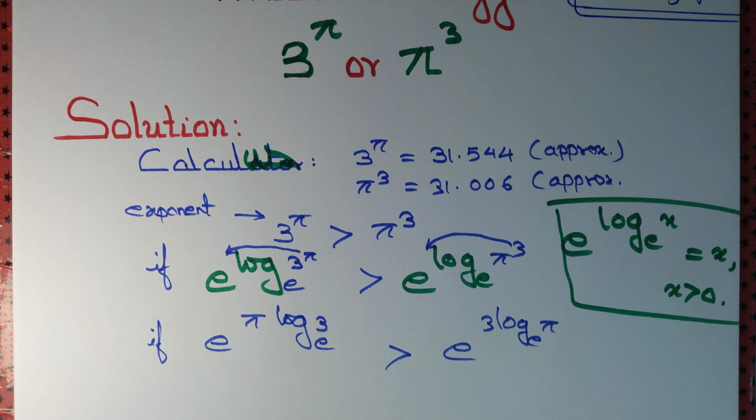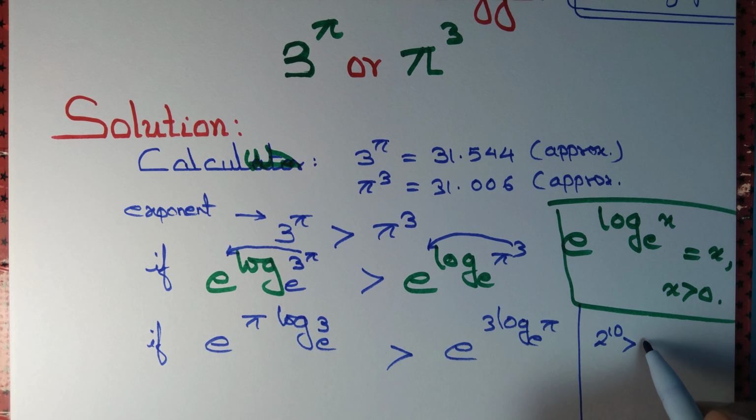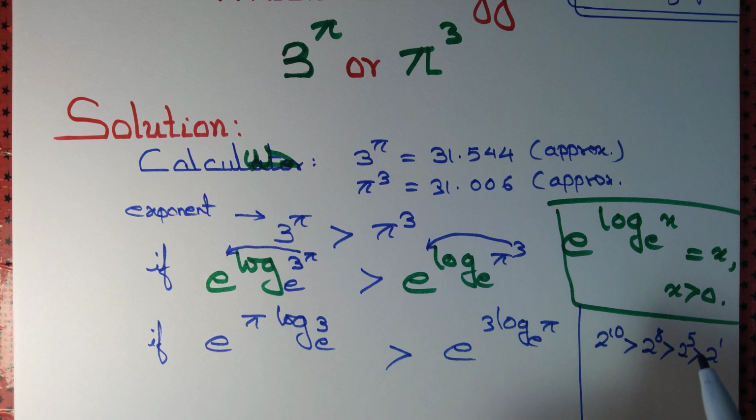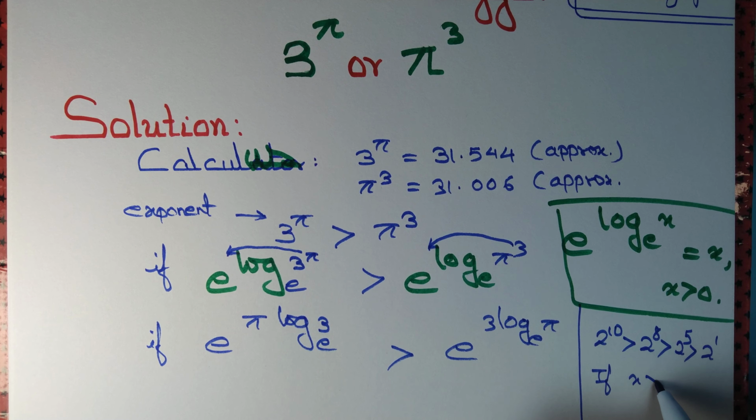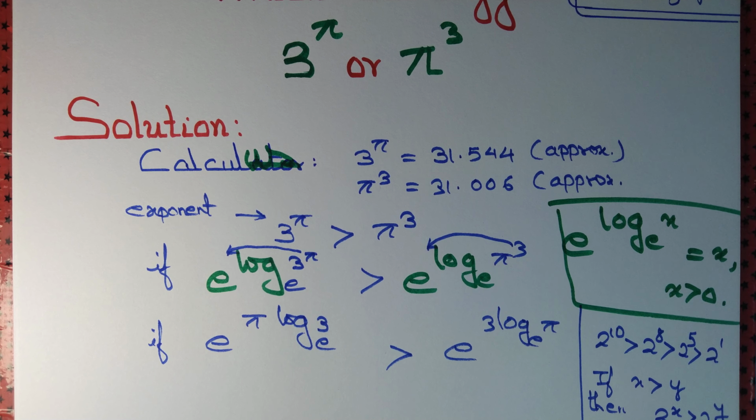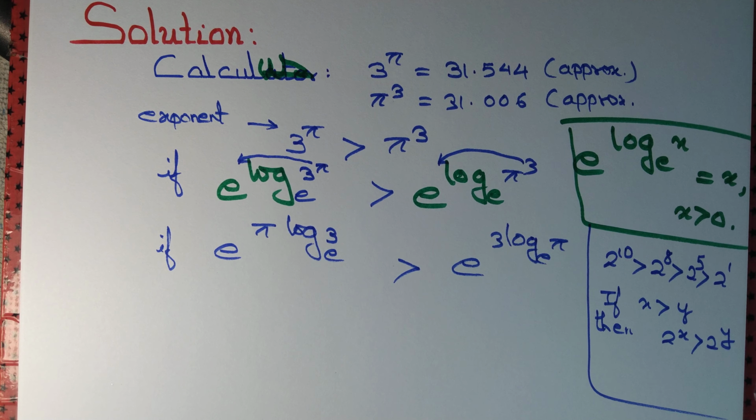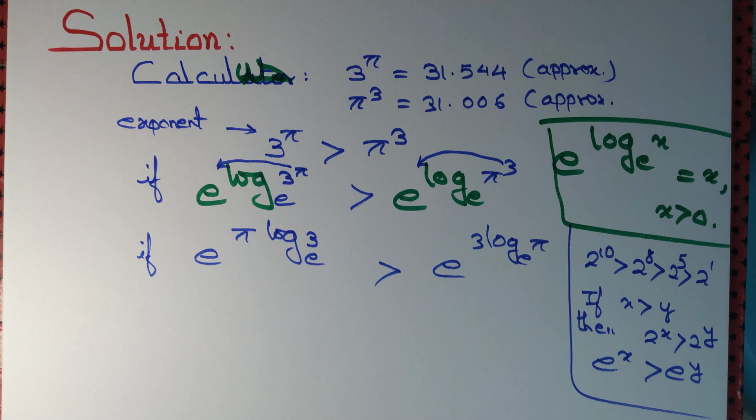Now further we observe that 2 to the power 10 is definitely greater than 2 to the power 8, 2 to the power 8 is greater than 2 to the power 5, and 2 to the power 5 is greater than 2 to the power 1. What we say is that if x is greater than y, then 2 to the power x is greater than 2 to the power y. This is true even for the exponential function. So if x is greater than y, then e to the power x is greater than e to the power y. We call such a function a monotonically increasing function.